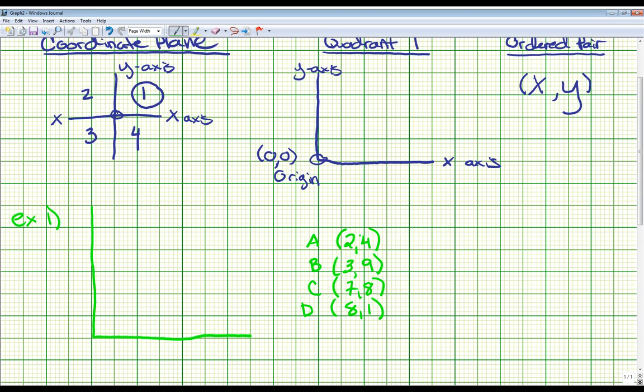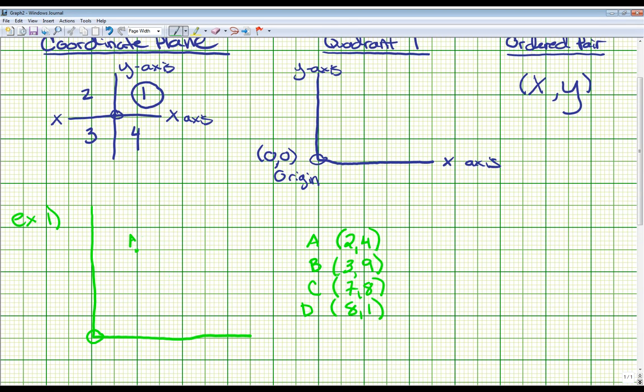So when I'm trying to plot A, 2, 4, I always start right here at the 0, 0, the origin. And remember, the first number is how much I go over, and the second number is how much I go up. So I'm going to go over 2 lines, and then I'm going to go up 4 lines. That spot right there is going to be our A. So I'm going to label it A after I put a dot there.